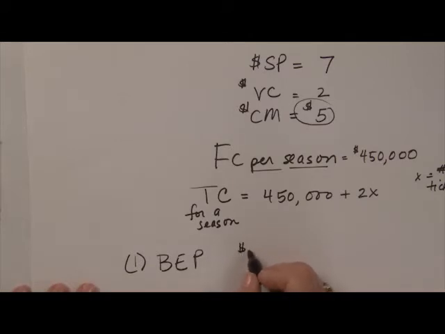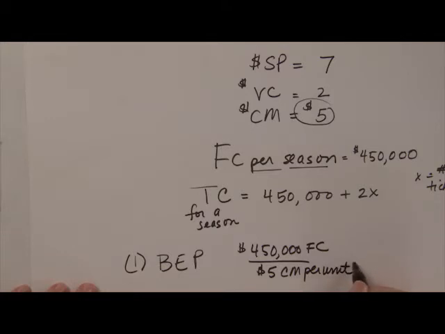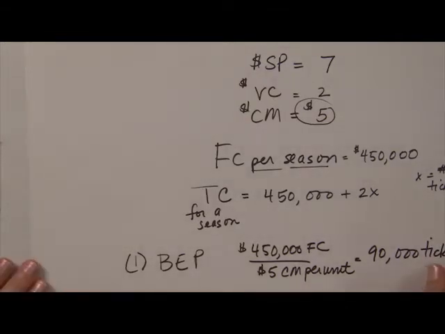So to find the break-even point, we simply take the fixed costs that need to be covered and divide by the contribution margin per unit, and it's going to take 90,000 tickets to exactly break even. Costs and revenues are equal. Net income is 0.